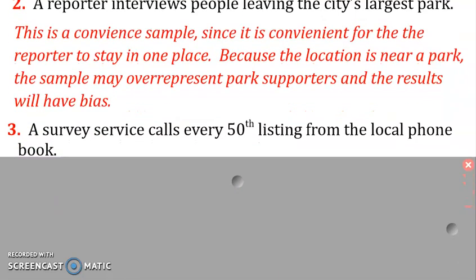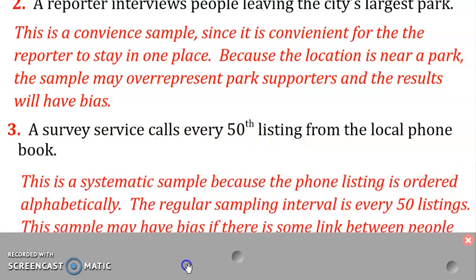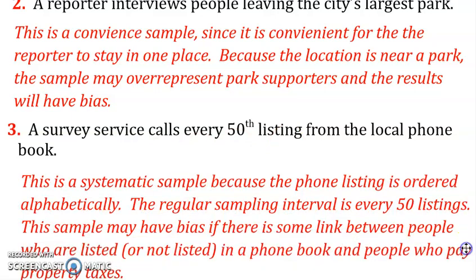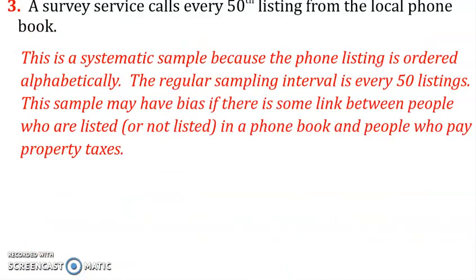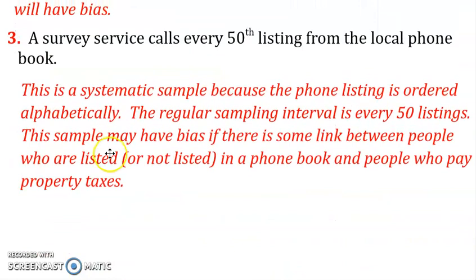Next one, a survey service calls every 50th listing. So a very systematic approach because we're calling in regular intervals. Now, there might be some bias here with regard to people who are versus aren't listed and people who might or might not pay property taxes.